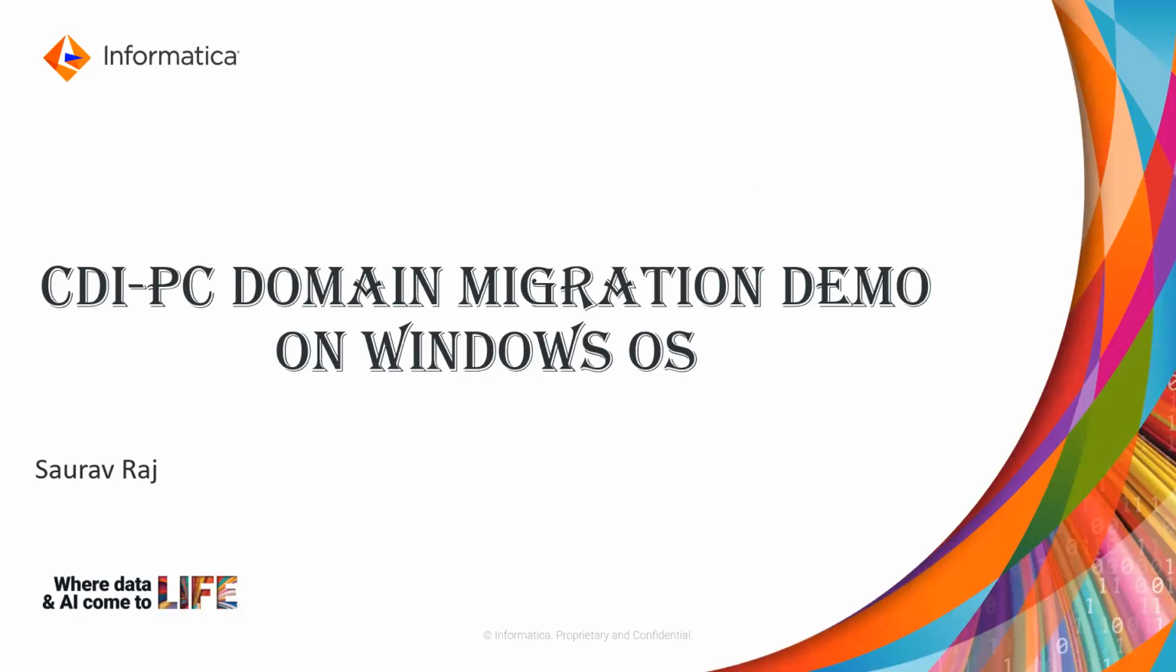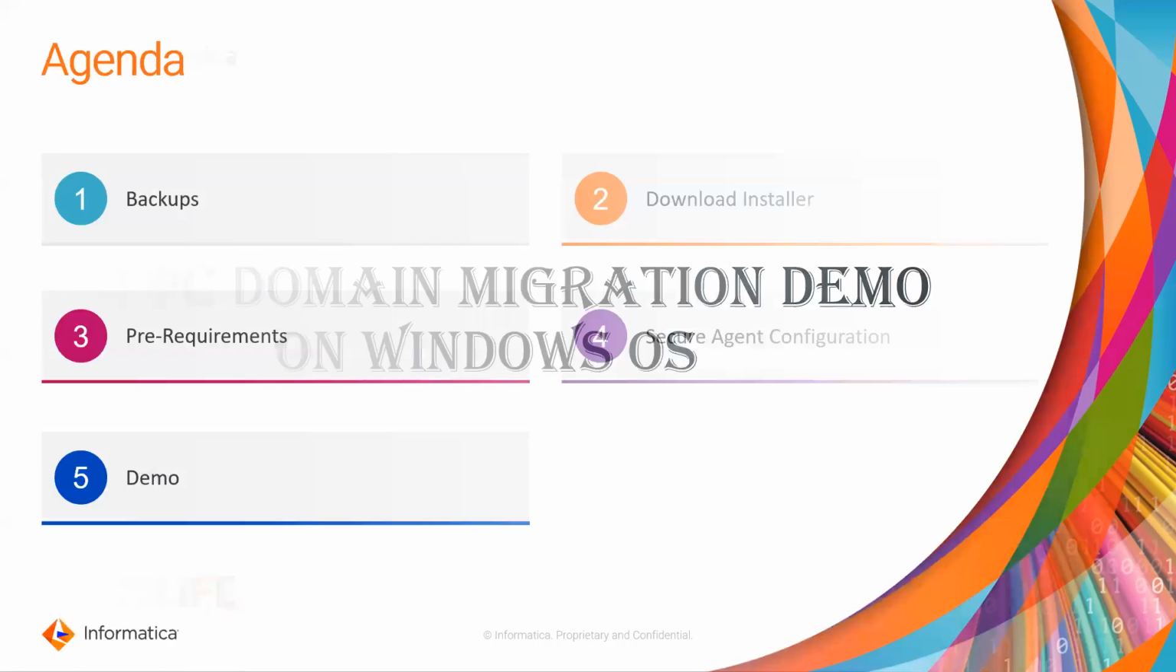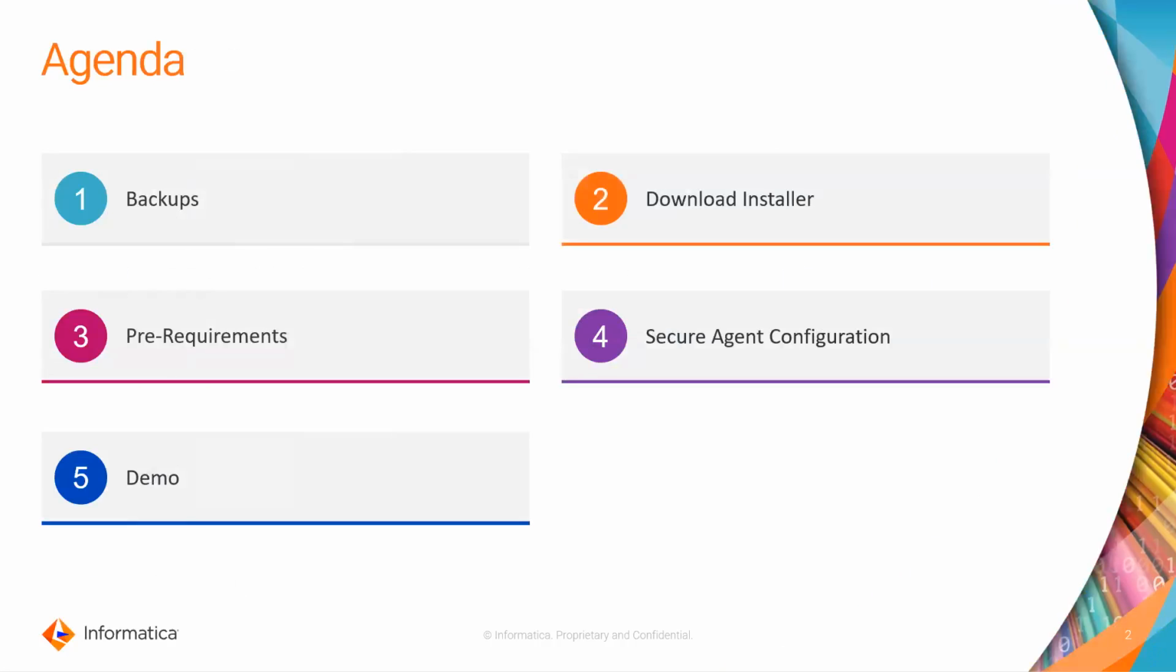In this video, I'm going to show a demo on how to migrate Power Center domain to CDI-PC on Windows operating system. Before we start the demo migration process, first we will see what are the backups to be taken, then how to download installer for CDI-PC, what are the prereqs that should be fulfilled, what is the secure agent configuration, and at last we will see a visual representation of the migration process.